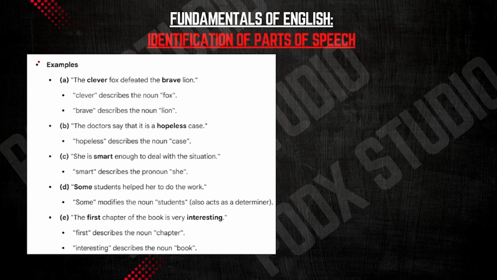Let's move further. For example, the clever fox defeated the brave lion. Here, clever describes the noun fox. That's why clever is an adjective here. Here again, brave describes the noun lion. Lion is a noun here and brave is an adjective here.